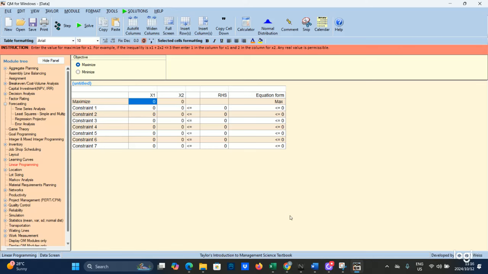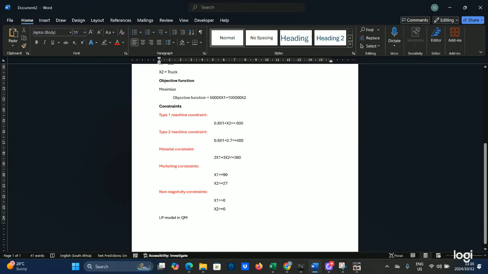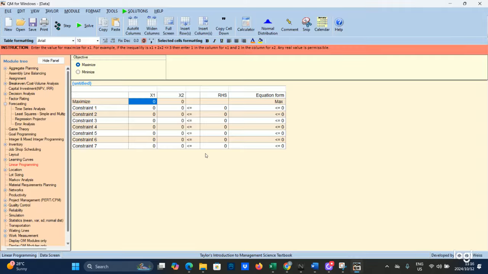So now, for example, our x1 is our cars, and our x2 is going to be our trucks. Here we're only concerned about writing the values under the right column. In this row is where we write the objective function. So x1, they automatically multiply if you write the variables here.